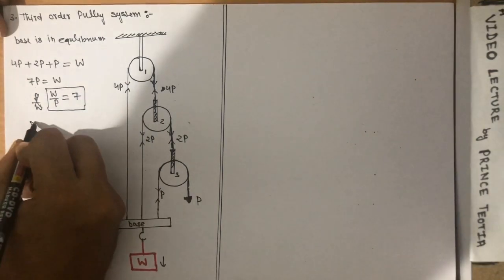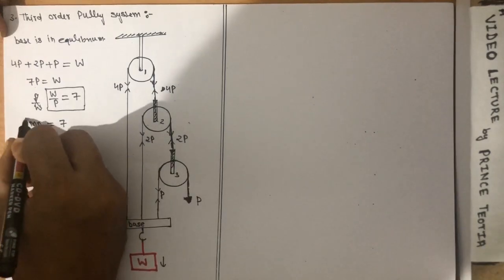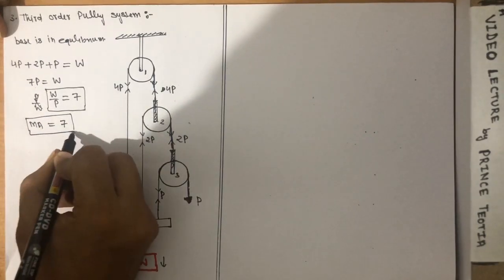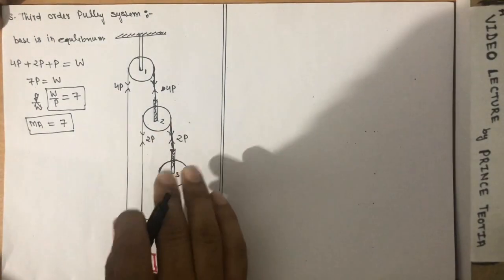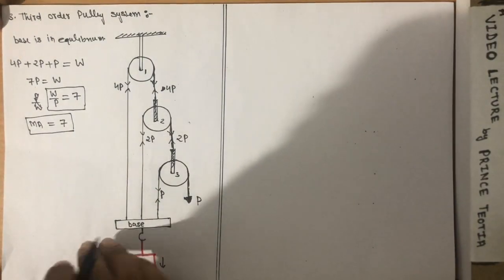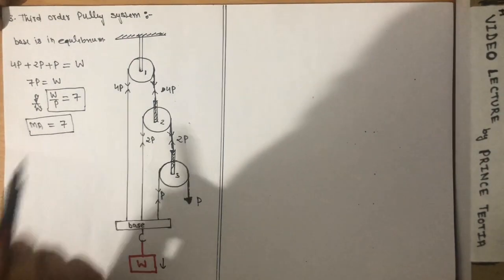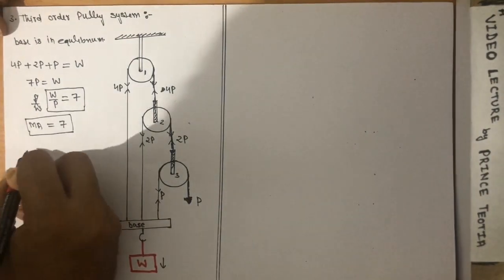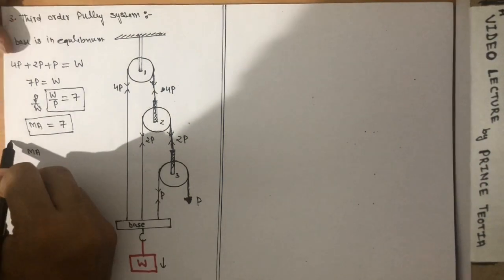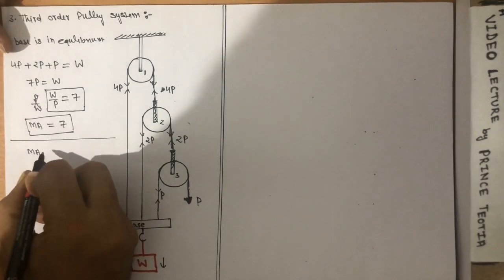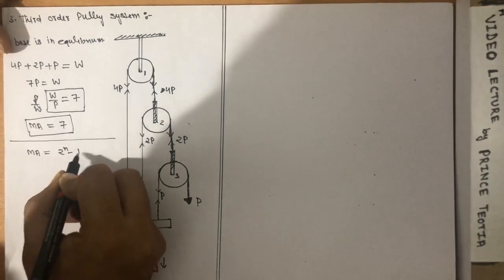So the mechanical advantage will be 7 for this system. If we increase the number of pulleys, then it will automatically change. So we are going to conclude for this system. The generalized mechanical advantage will be 2 to the power n minus 1.